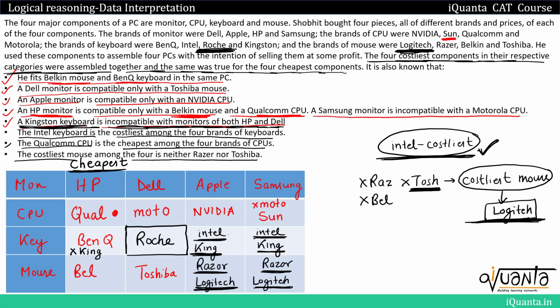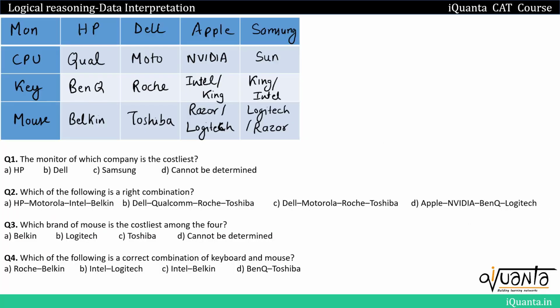So using all these clues, we have this table over here and all the possibilities. Let me put a slash over here because this is Intel or Kingston and this is Razer or Logitech. So now we have the table with us using all the clues. We should try to solve the questions now. We'll also be using these clues: Intel is the costliest keyboard and the costliest mouse is Logitech. So let me go to the next slide and solve the questions.